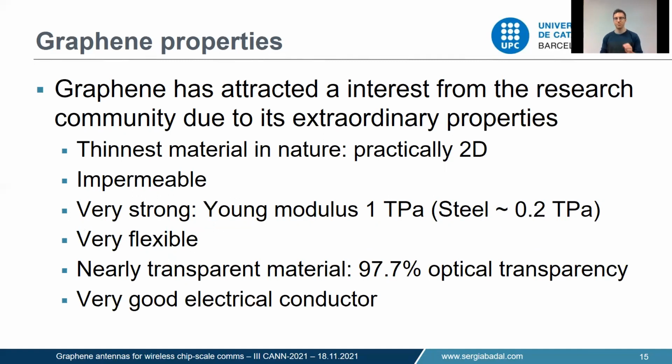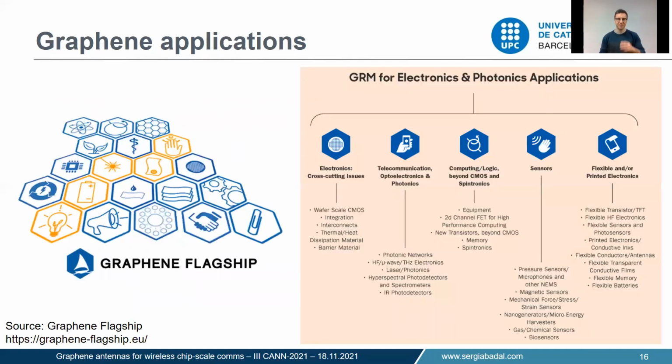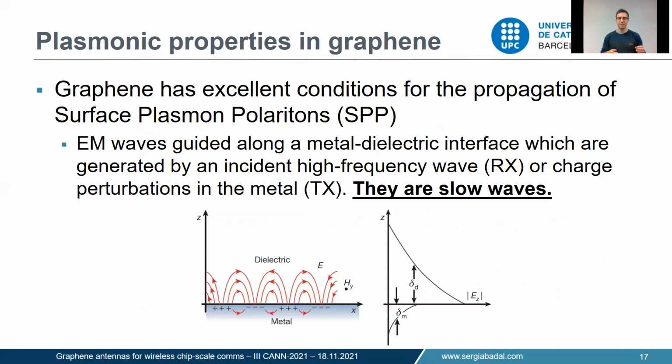But let me focus on what's important for us today. Besides the many applications that the Graphene Flagship is unveiling, what is important for us today is that graphene has excellent conditions for the propagation of surface plasmon polaritons in the terahertz band. Surface plasmon polaritons are electromagnetic waves guided along a metal-dielectric interface, which are, well, technical. But what's important for us is that they are slow waves.